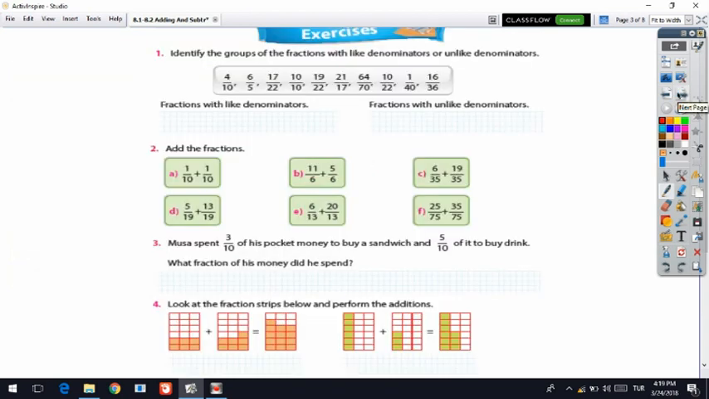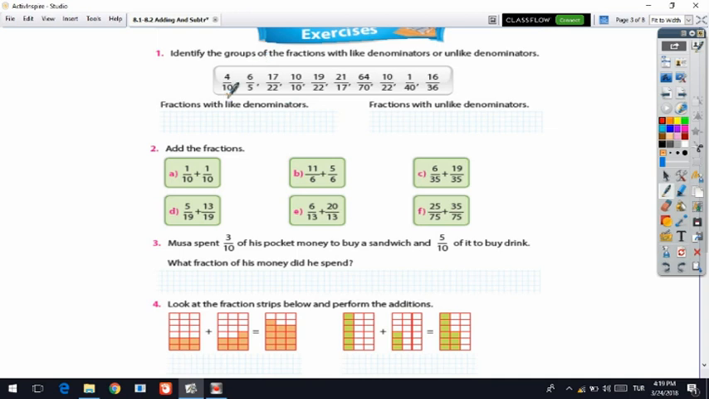Okay, now it's time to practice. Everybody, this page is in your book. Exercises. The first one, identify the groups. We make a group for these fractions with like or unlike denominators. Everybody, first let's write the fractions with like denominators.